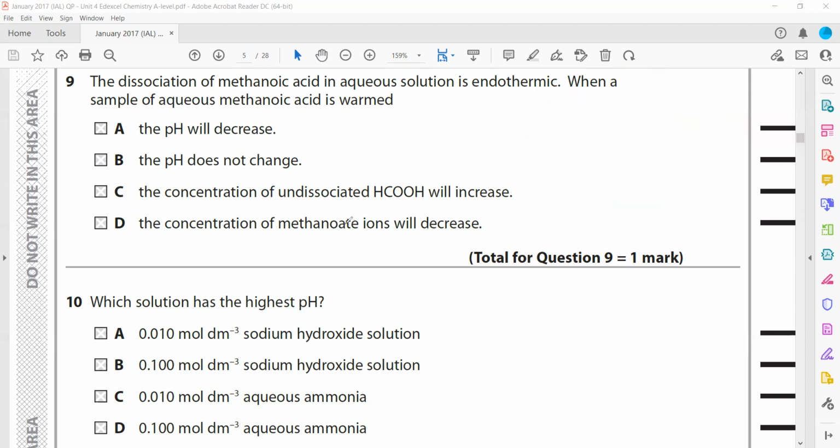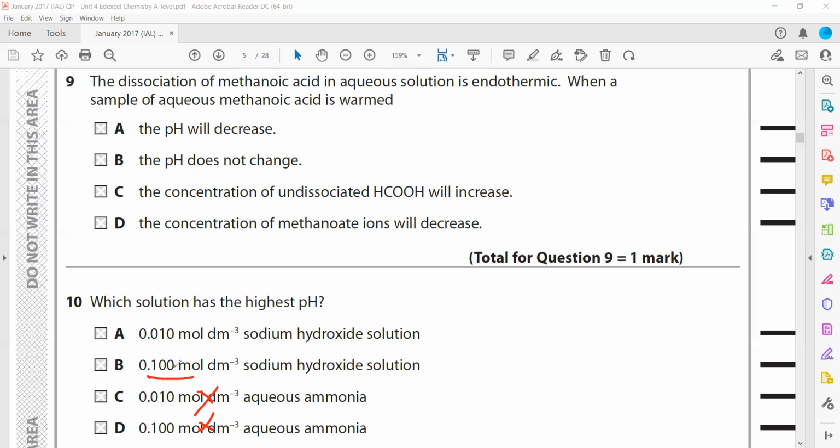Then which solution has the highest pH? First thing, it should be a strong base because strong bases ionize completely. They will have more hydroxide ions, and the pH of a solution is directly proportional to that. So option C and D, as I mentioned, aqueous ammonia. Aqueous ammonia is a weak base. A weak base cannot have a high pH. It will have a low pH compared to the others, it will be above 7 but not high, like 11, 12. But sodium hydroxide, without calculation, we can tell, because high concentration means more OH ions will be there.